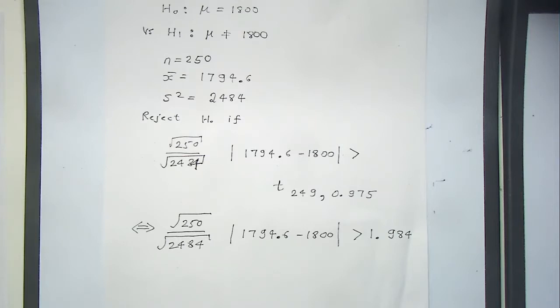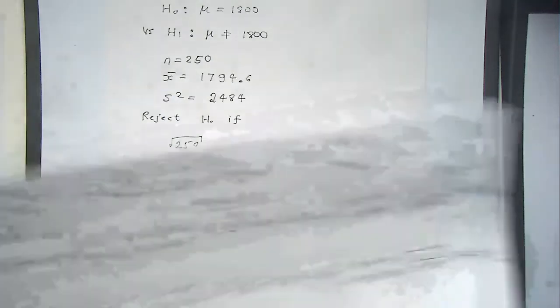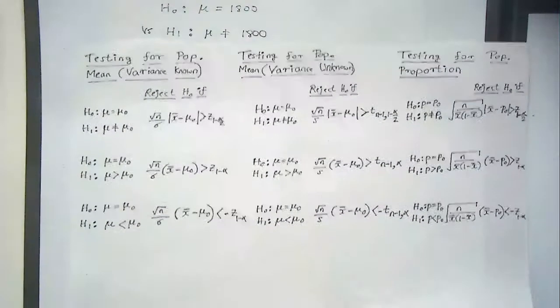Since you don't know the population variance, you go back and forth. Question 4. Yeah, so you want to go back and forth. I'll put the formulas back. For question 4, again you need these formulas.